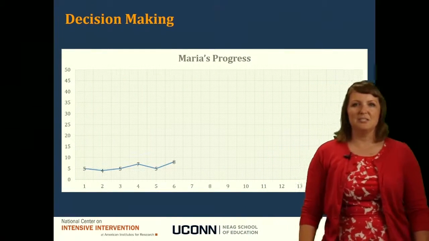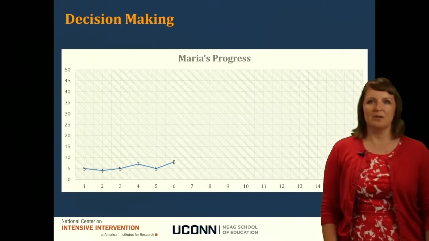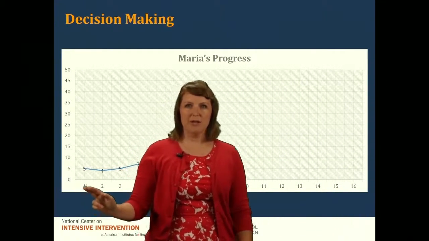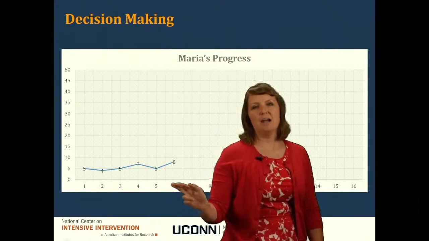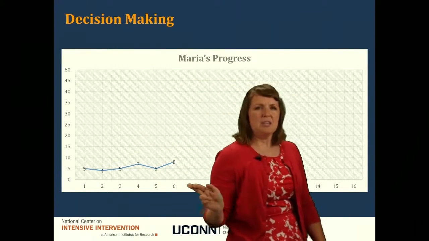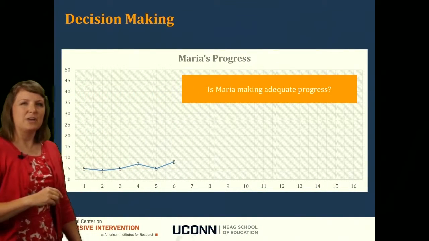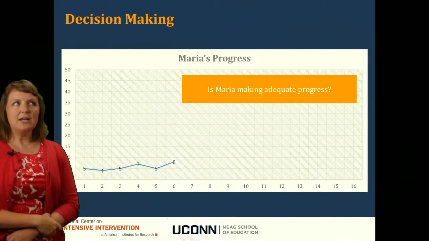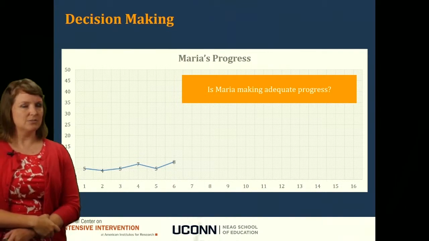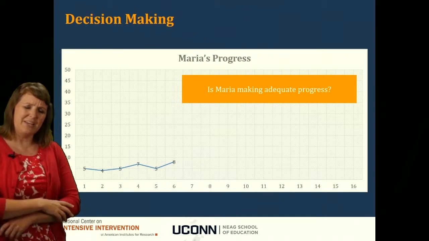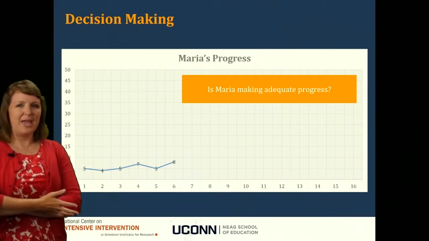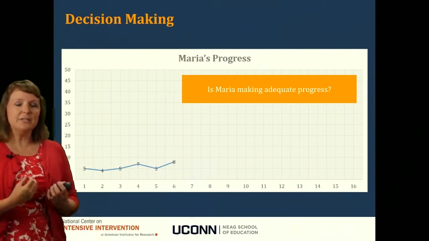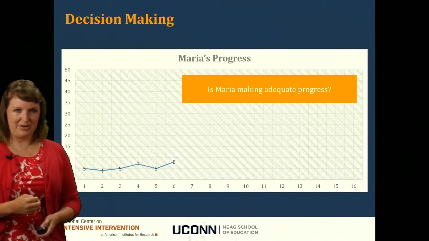Now let's talk about that decision making. So here's a graph for Maria. Maria's been doing intensive intervention for, let's see, 1, 2, 3, 4, 5, 6 weeks. And the question that I want to ask myself about Maria is, is Maria making adequate progress? Now, I could answer that question by just looking at the data and saying, well, it looks okay, but we're going to employ some decision rules that will help us make really good decisions about Maria's progress.